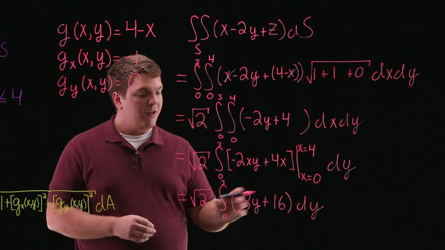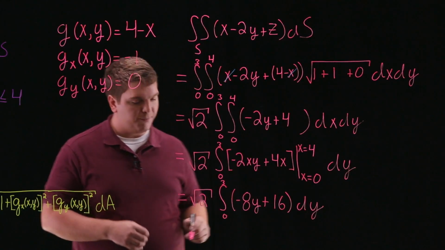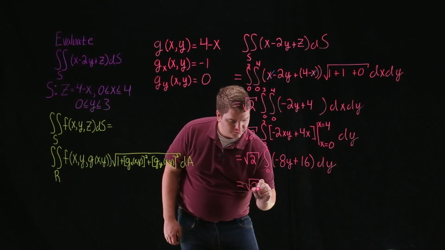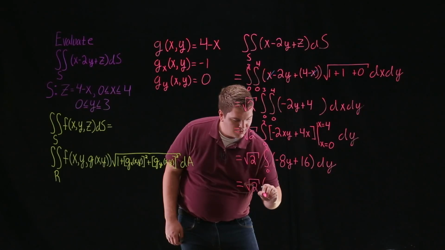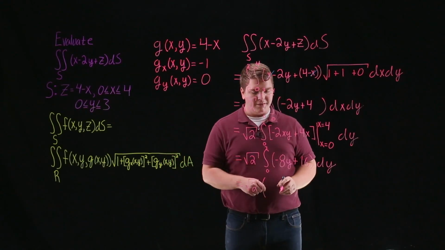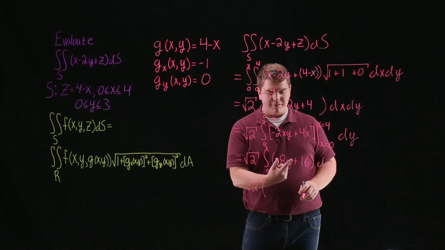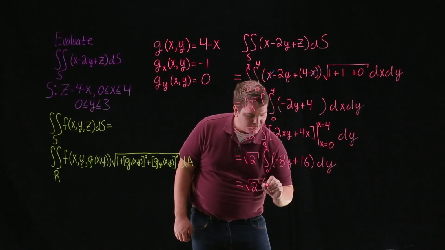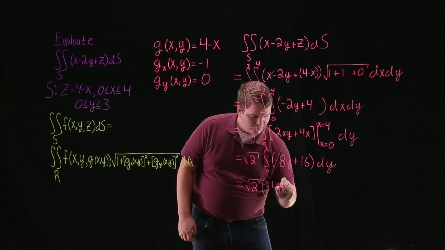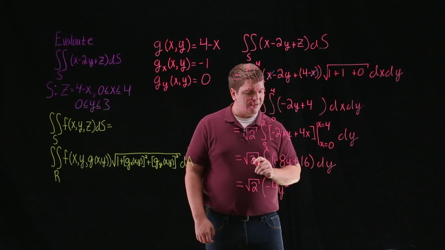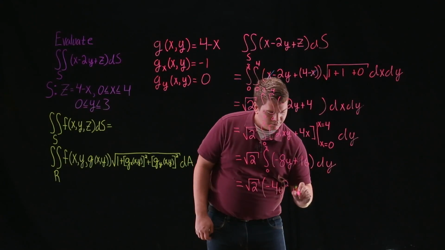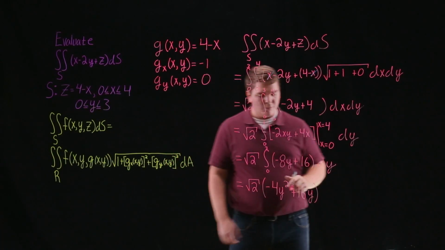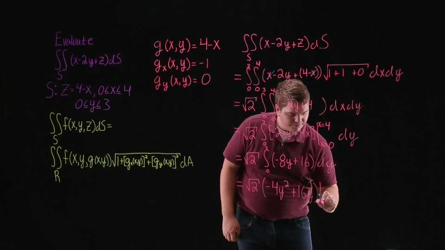So now all we have to do is integrate with respect to y. So this is equal to the square root of 2, and evaluating this integral with respect to y, we'll have negative 8y squared divided by 2, or negative 4y squared, plus 16y. And we want to evaluate this from y equals 0 to y equals 3.